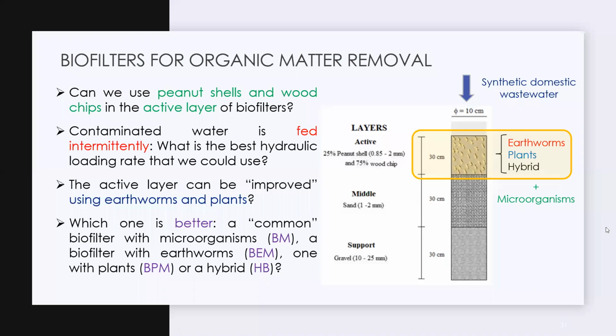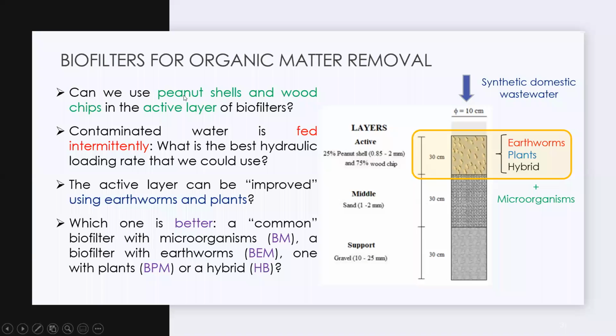And whenever you use these residues, the idea is that you will have some microorganisms growing because they will help you to remove some contaminants. But you can use not only the support material, you can use some earthworms, you can use some plants, and you can use a combination of plants and earthworms in hybrid systems. So in our case, the idea is to put some synthetic domestic wastewater here, the water will go down, and here you will get clean water. That's how a biofilter works, basically, for our study purposes.